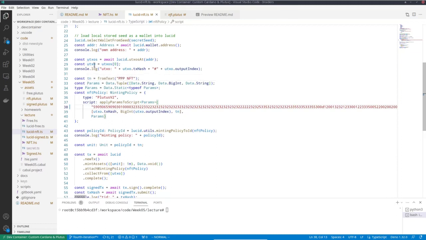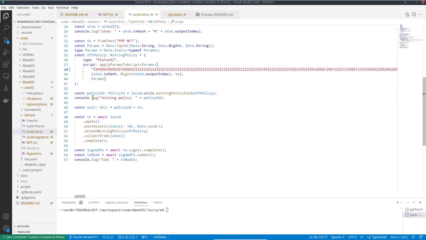So I looked up this UTXO, and that has a field txHash, which is exactly the string I want, the first component of the TX outref. It also has a field outputIndex. So I just have to convert that into a BigInt so that Lucid is happy. And finally, the token name that I defined earlier. And there I also have to, again, convert it to hexadecimal first, as before. And that's it. So now the NFT policy is saturated. So the three parameters have been applied, and it's now a specific minting policy.